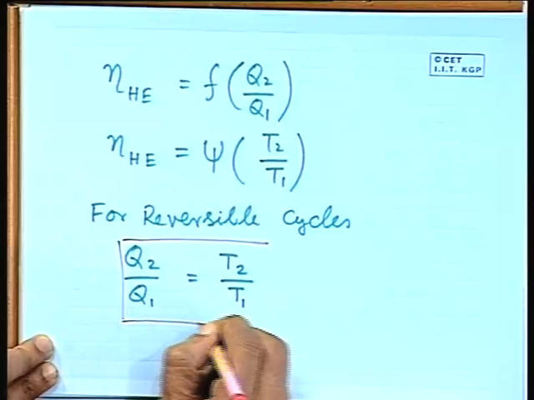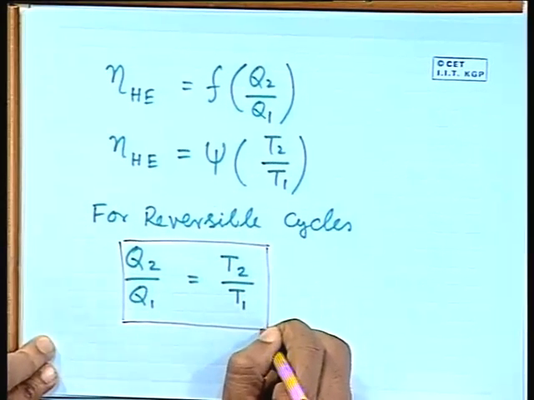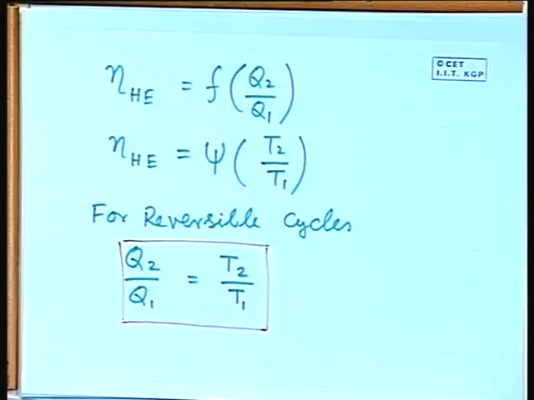Sometimes this is also called the absolute scale of temperature, and this temperature is referred to as absolute temperature. We are already familiar with this absolute temperature from our knowledge of physics, and that is why I do not want to elaborate much regarding this absolute scale of temperature, but the relationship to which I will draw your attention, which is very important, is this: Q2 by Q1 is equal to T2 by T1 for a reversible cycle.